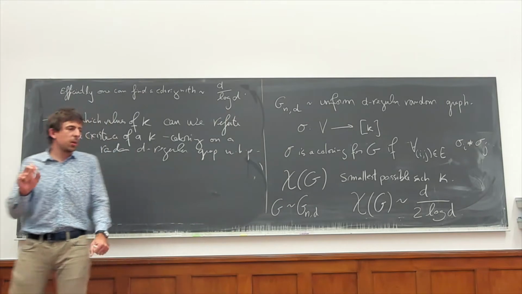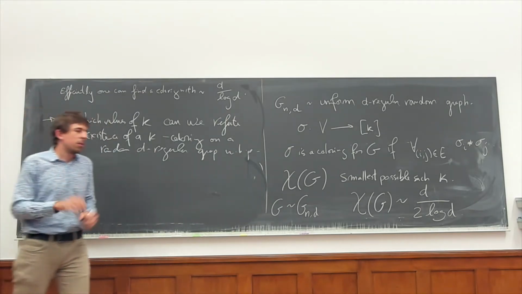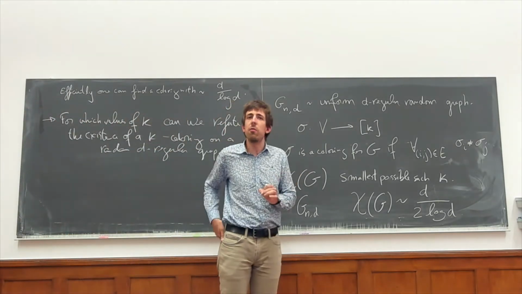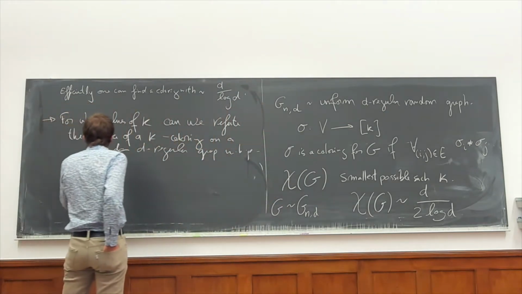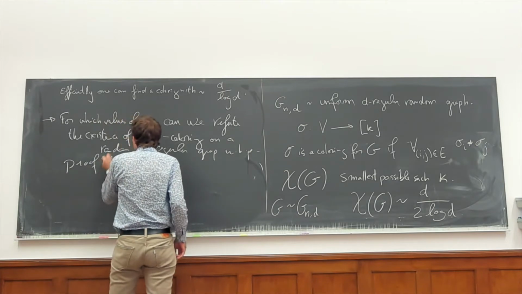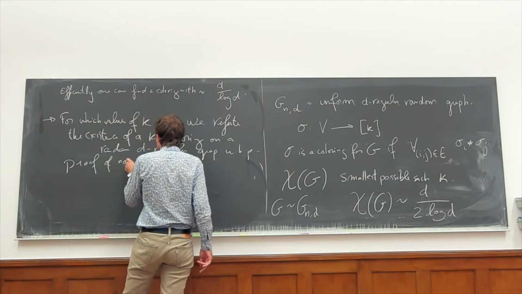But here what I want is for the lower bound to be a proof. The lower bound needs to hold pointwise for every graph. It needs to be a proof of non-colorability.